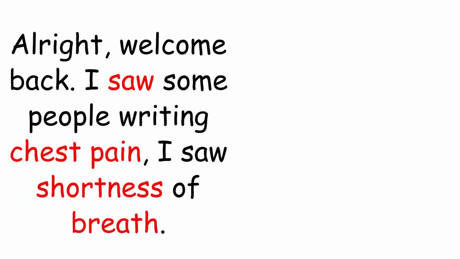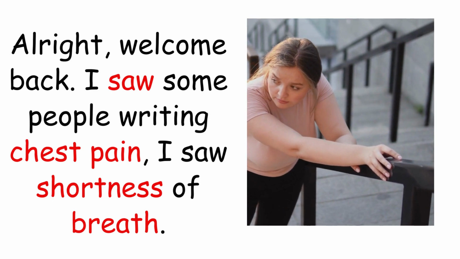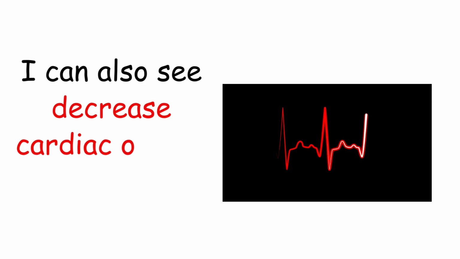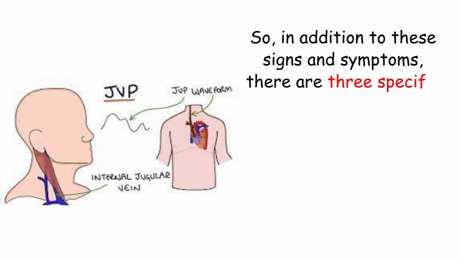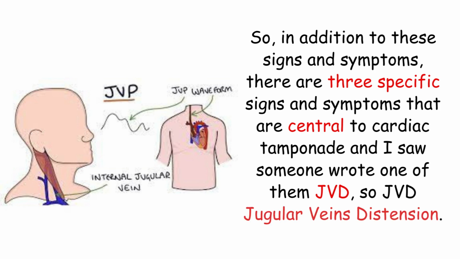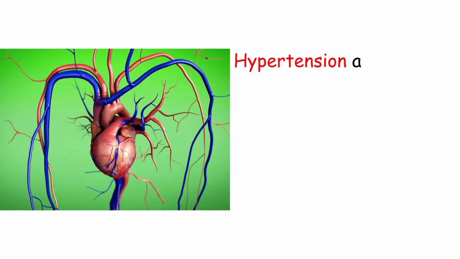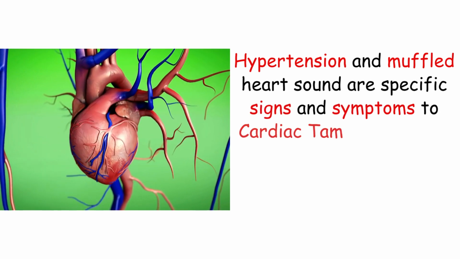All right, welcome back. I saw some people writing chest pain. I saw shortness of breath. I can also see decreased cardiac output, and those are also true. So in addition to these signs and symptoms, there are 3 specific signs and symptoms that are central to cardiac tamponade. And I saw someone wrote one of them, JVD. So JVD, jugular vein distension, hypotension, and muffled heart sound are specific signs and symptoms to cardiac tamponade.